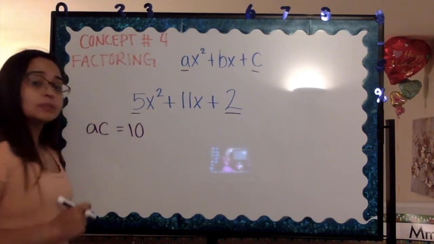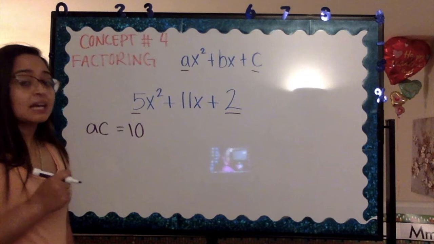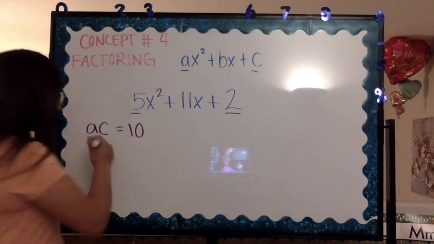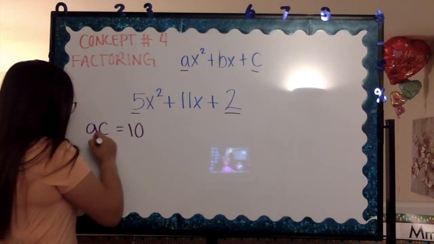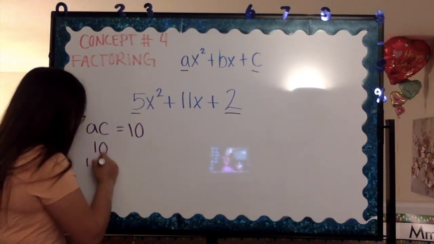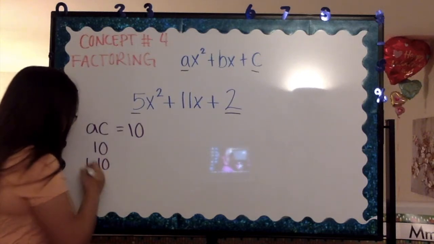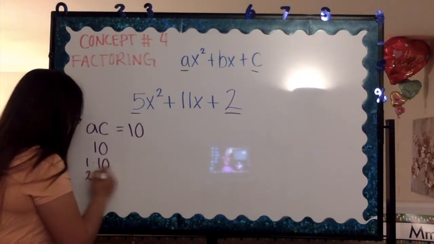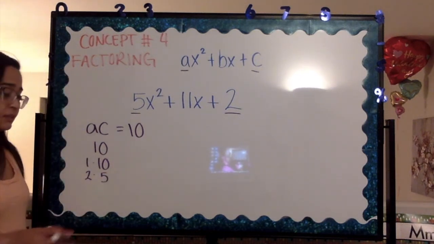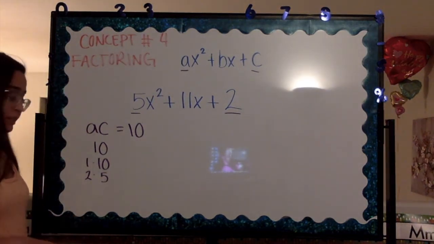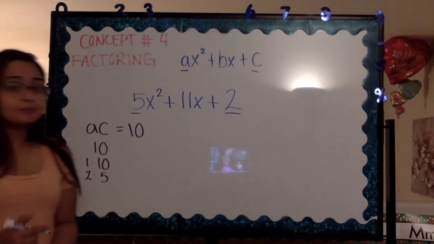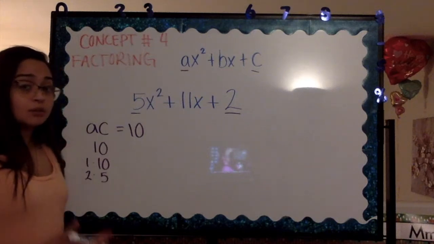Now what I'm going to be doing with 10 is I'm going to be finding the factors of it. So, factoring out 10, I know that 1 times 10 equals 10, 2 times 5 equals 10, 3 times anything does not equal 10, 4 doesn't either, and again 5 times 2. And that's pretty much all of our factors for 10.